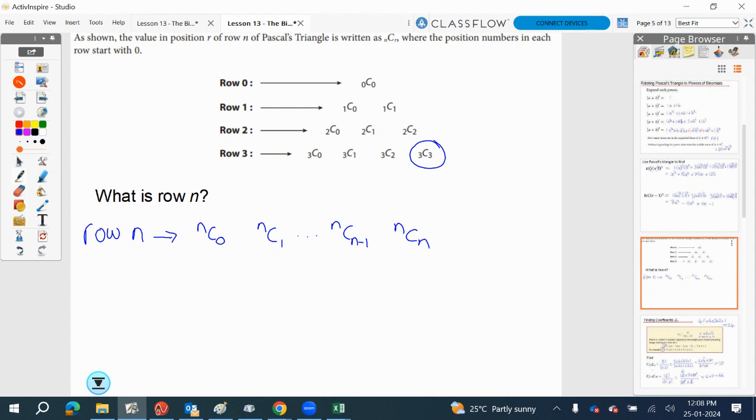In the first term, what is the value of r? 0. In the second term, what is the value of r? 1. In the third term, what is the value of r? 2. In the fourth term, what is the value of r? n minus 1? What? It's just, this is for the fourth term in anything. It's going to be 3. Okay. Because the fourth term is the fourth term in any expansion, it's also going to be 3.